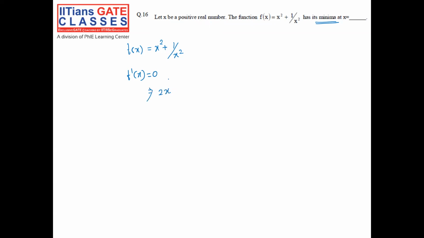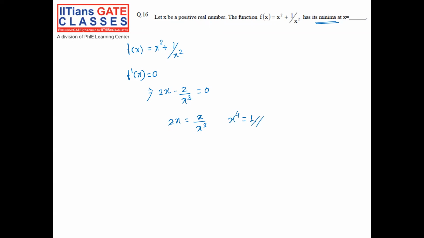2x. Differentiation of x square is 2x, differentiation of 1 upon x square is -2 divided by x cube, and equate it to 0. So 2x is equal to 2 divided by x cube. 2 will get cancelled. x raised to the power 4 will be equal to 1.